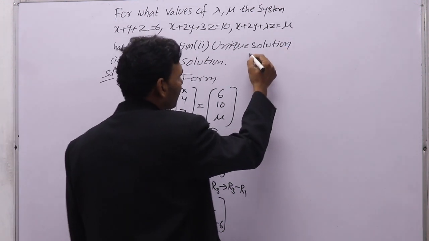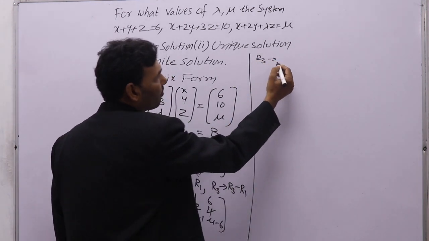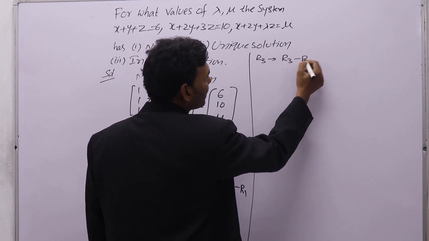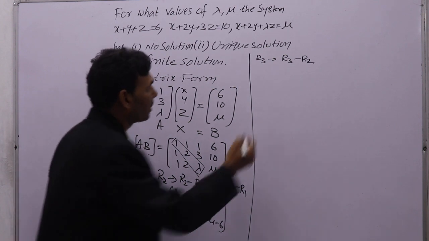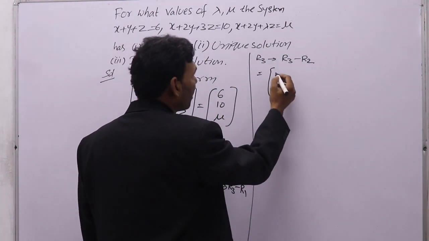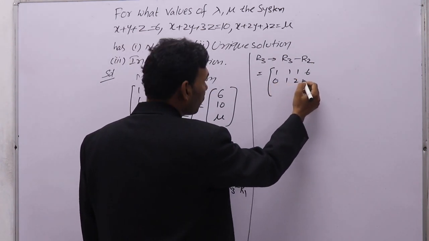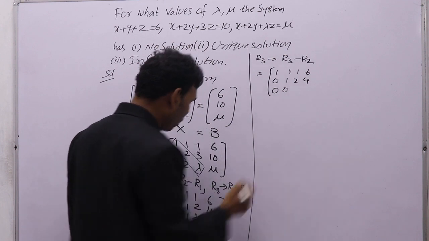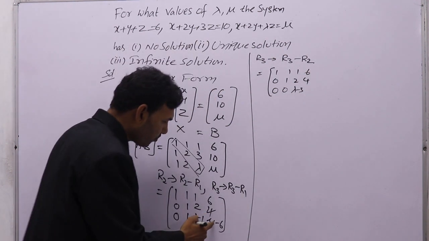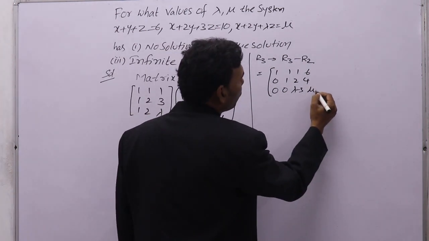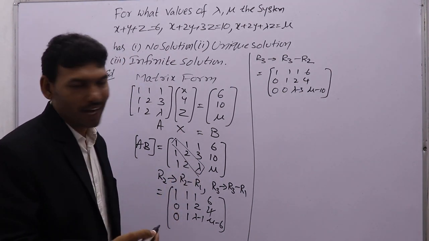Now to make this element 0 we need to apply a row operation. That operation is R3 implies R3 minus R2. 1 minus 1 is 0. First two rows you can copy as it is: 1 1 1 6, and second row also the same: 0 1 2 4. Third row: 0 0, lambda minus 1 minus 2 is lambda minus 3, mu minus 6 minus 4 is mu minus 10. Now we need to discuss lambda and mu values.